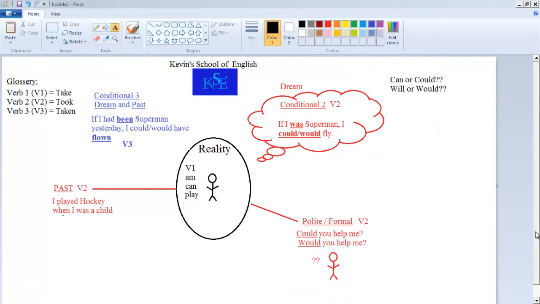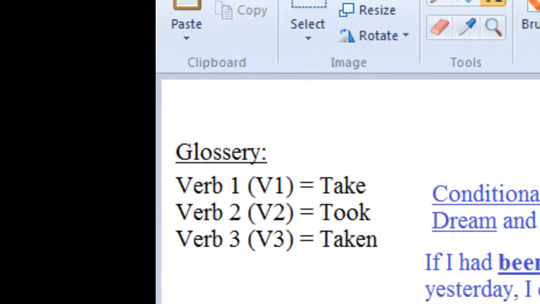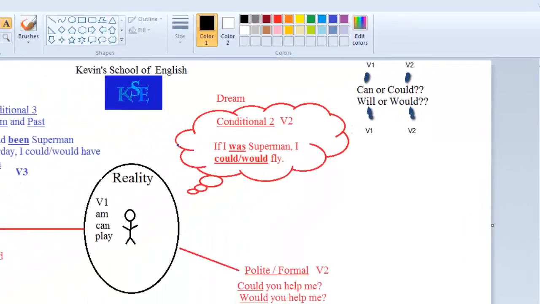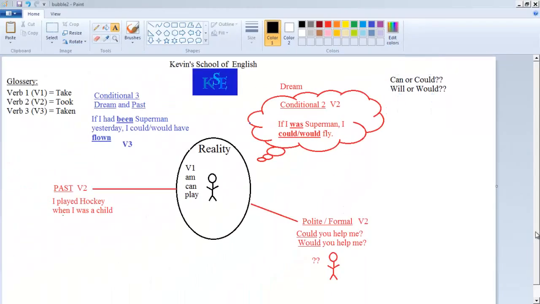If you look at the top left, you can see the words verb 1, verb 2, and verb 3. This is just an easy way to talk about the verbs as the verb 1 present, verb 2 past, and the verb 3 is perfect. So for example, take, took, taken, verb 1, 2, 3. Maybe for example, give, gave, given, verb 1, 2, 3. Remember, could is the verb 2 of can, and would is the verb 2 of will. Let's now look at the lesson.